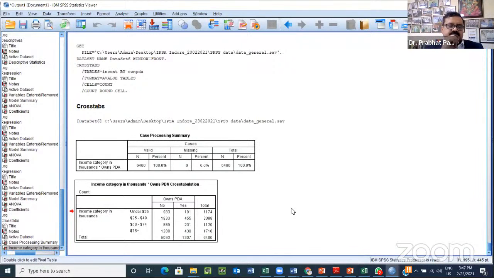Sir, what is PDA? PDA is personal digital assistance. That means any intelligent device that you use, maybe AI based or some other, like Alexa, something of this sort.